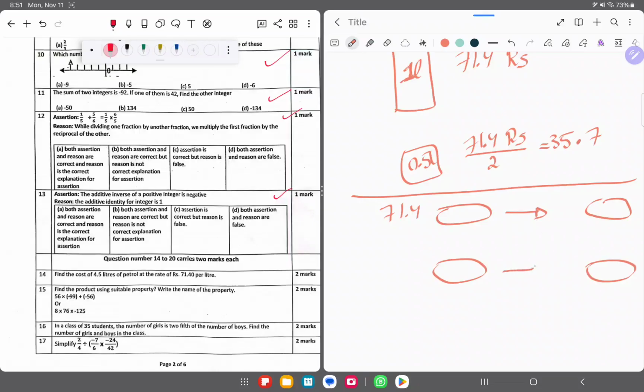And these are the arrows. Now, what is the unit here? 71 point what? Rupees. And then over here it's going to be liters. Now, this one is 1 liter. This one is 4.5 liters. So how many Indian rupees? So now I do the butterfly method.